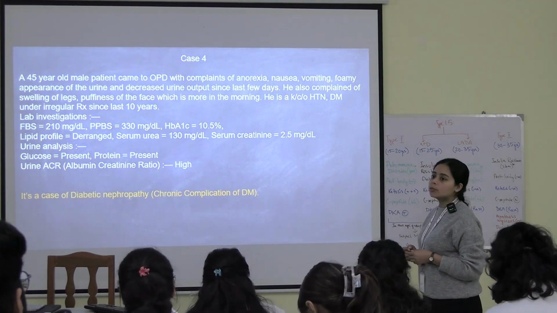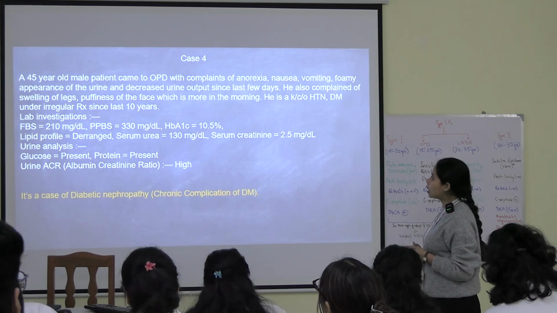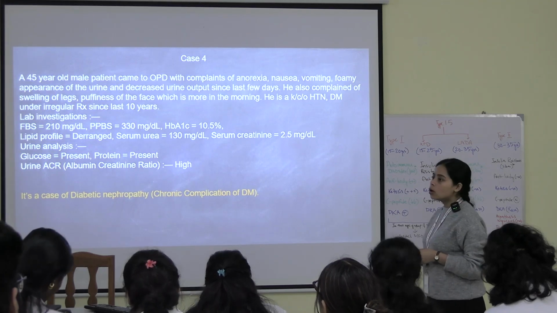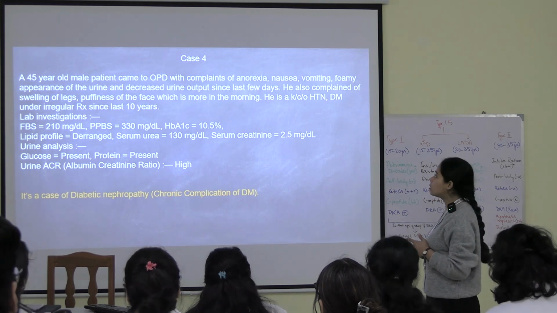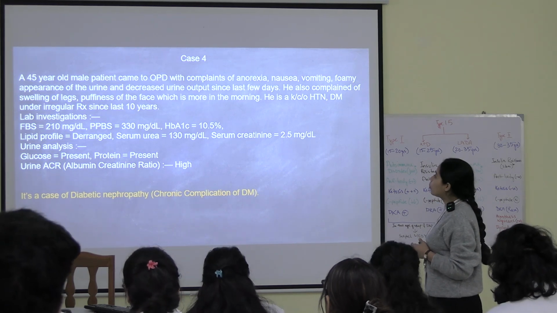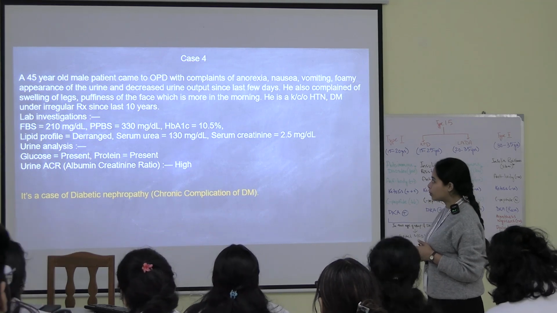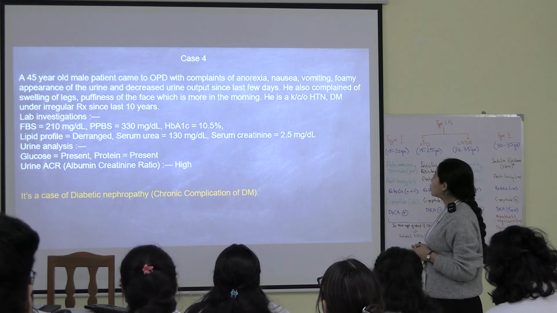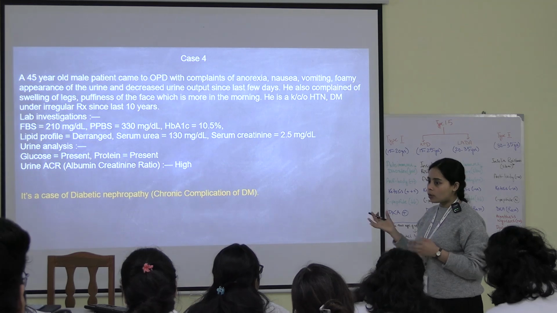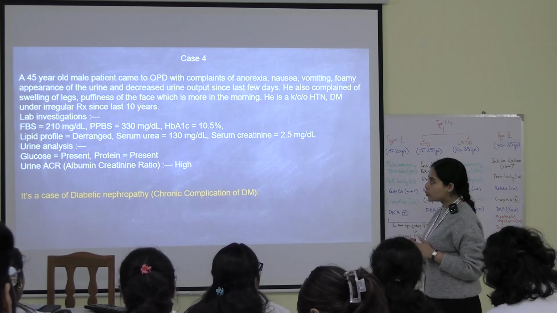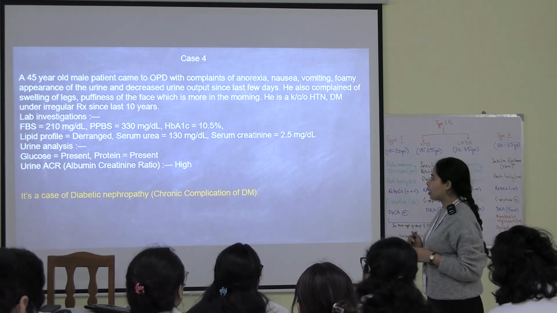Foamy appearance of the urine is because of the presence of protein in urine, and there is decreased urine output since the last few days. He also complained of swelling of legs and puffiness of the face, which is more in the morning. Urine output is less, meaning the water is remaining in the body only. That's why there is swelling of the legs and puffiness of the face.